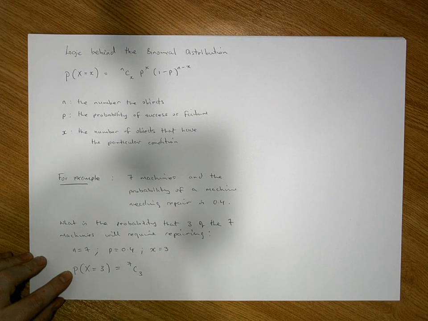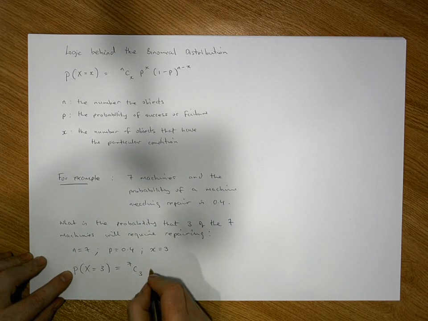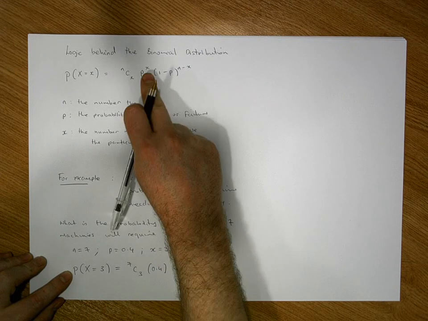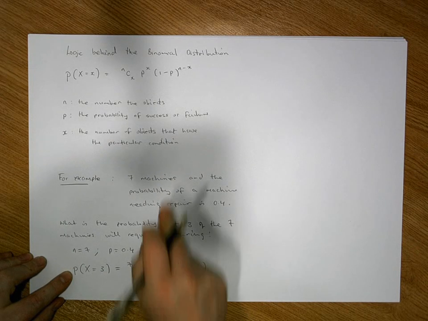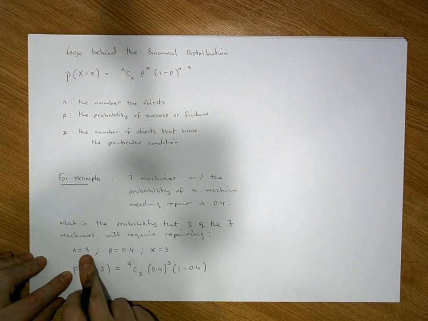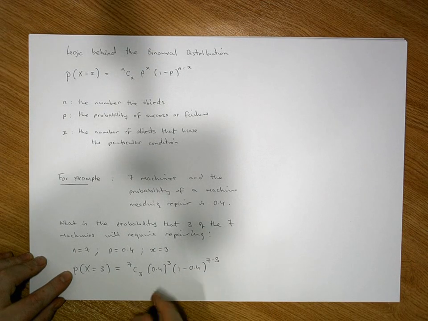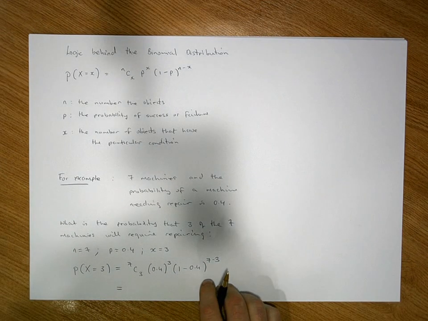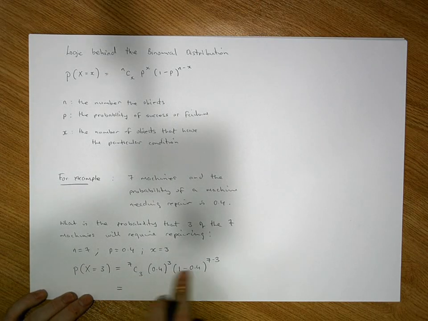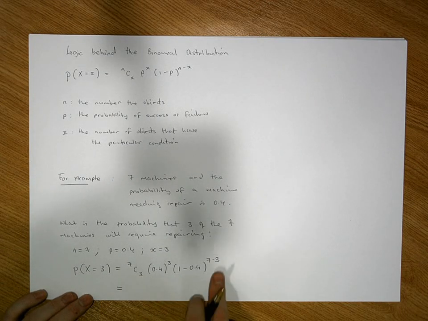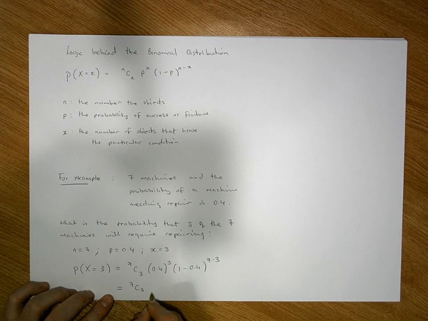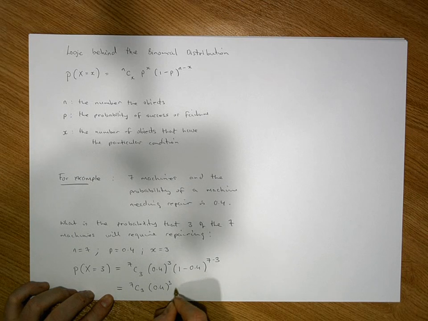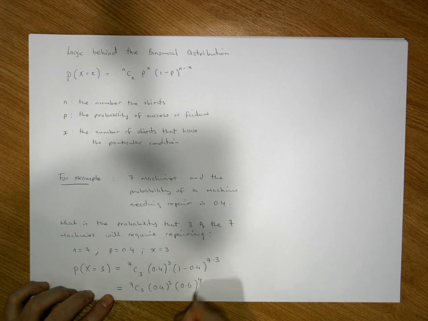C3, because x is 3, n is 7. p is 0.4, so it's times 0.4 raised to the power of x, in this case x is 3, times 1 minus 0.4 raised to the power of n minus x, which is 7 minus 3. When we do this out on the calculator, maybe we'll first do the simple arithmetic, the subtractions, and then the actual calculation. So this becomes 7C3 times 0.4 raised to the power of 3 times, well, 1 minus 0.4 is 0.6, to the power of 7 minus 3, which is 4.